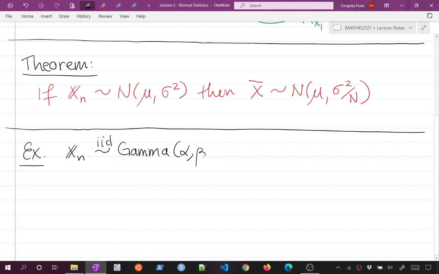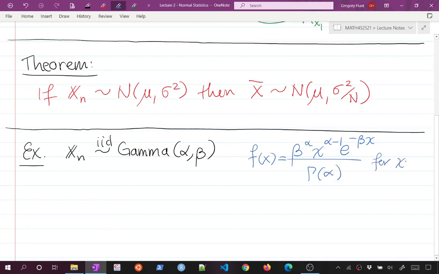The gamma distribution has two parameters, alpha and beta. If you remember, I'll write on the side here, the PDF of a gamma, it is a continuous random variable. The PDF is beta to the alpha, x to the alpha minus 1, e to the negative beta x, all over gamma of alpha. And in the past, we may have written something like "for x bigger than 0." That's okay. In this course, I'm going to try and train you to write this a little bit differently.